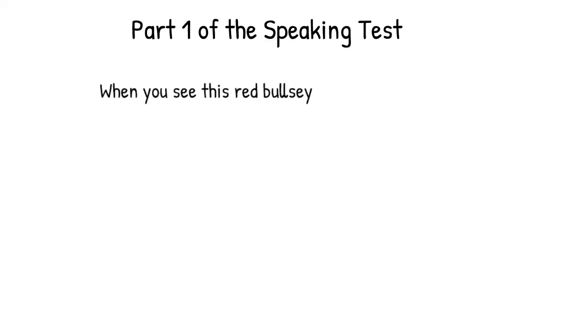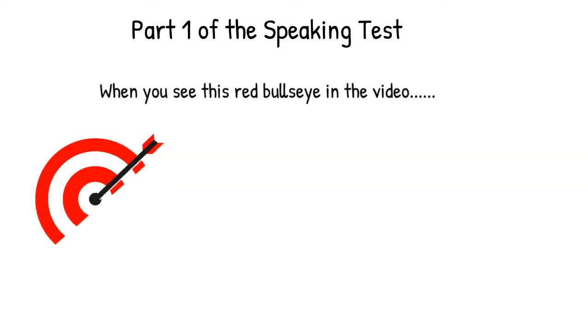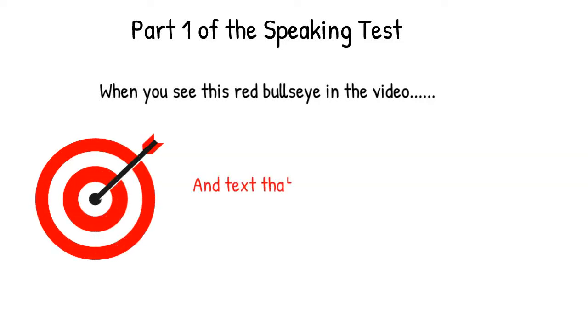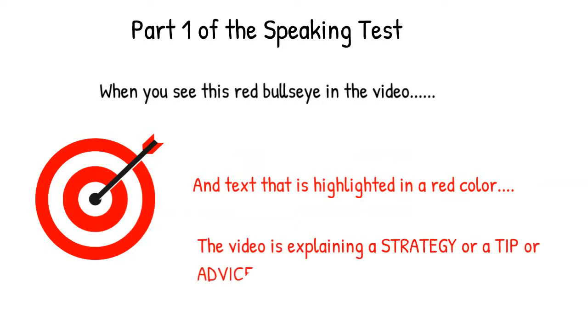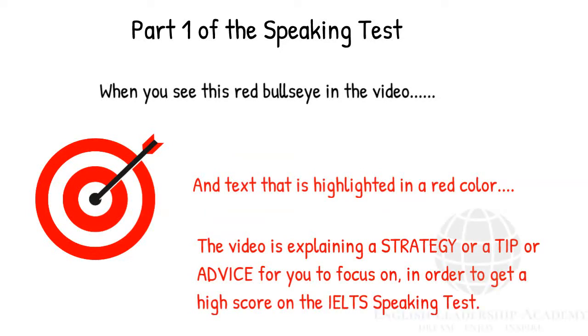Throughout this video and throughout our series of videos, when you see this red bullseye in the video and text that is highlighted in a red color, that means the video is explaining a strategy or a tip or some advice for you to focus on in order to get a high score on the IELTS speaking test.